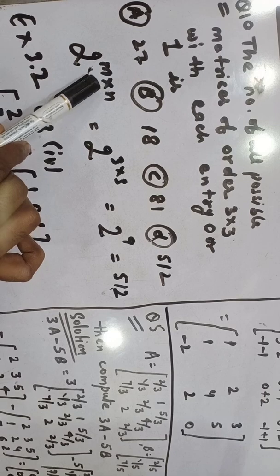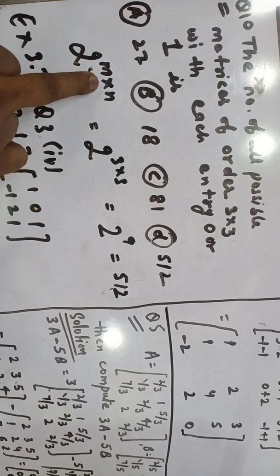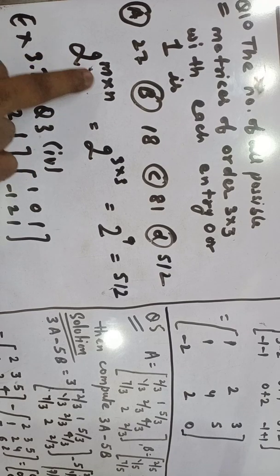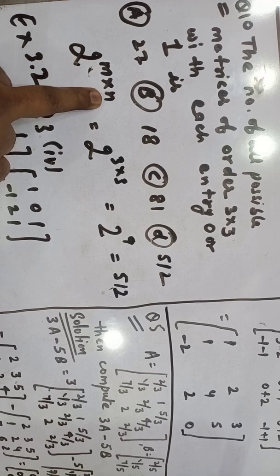In case of order, we are not reading it as a multiply, it is m by n. We have to write this to represent the order, but in this formula, this represents the multiplication, not "by". Fine. So 2 raised to power m into n. So this is a general formula to find the total possible matrices if the order is given to you.